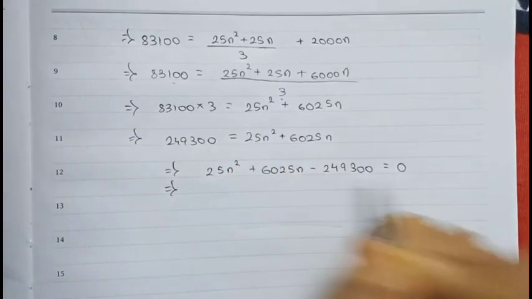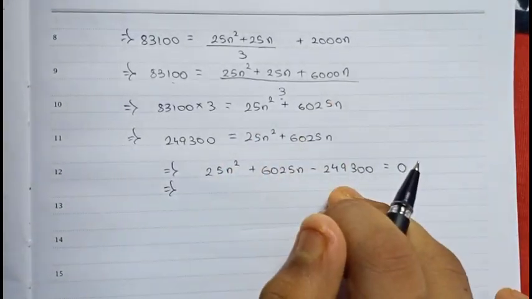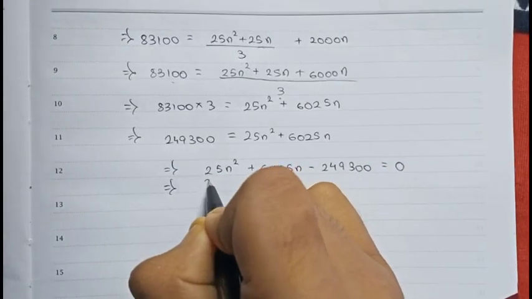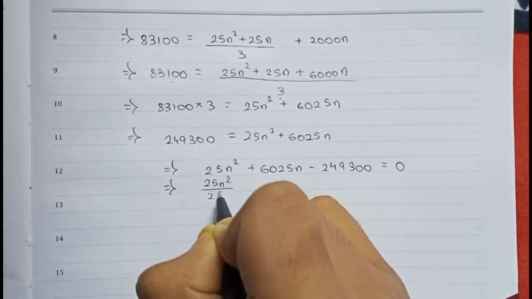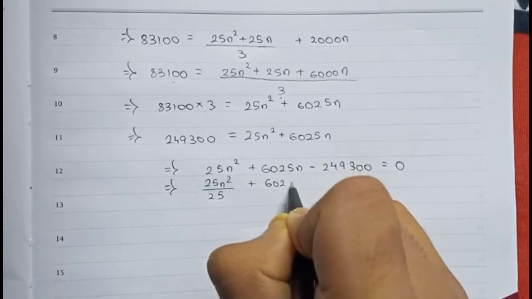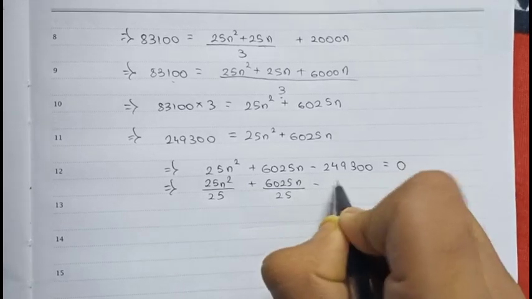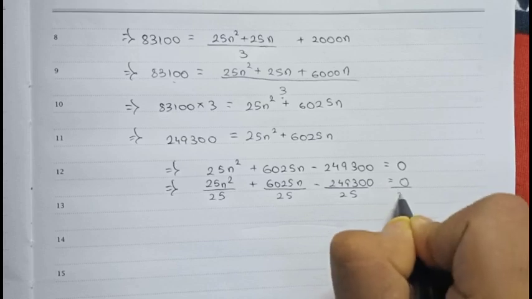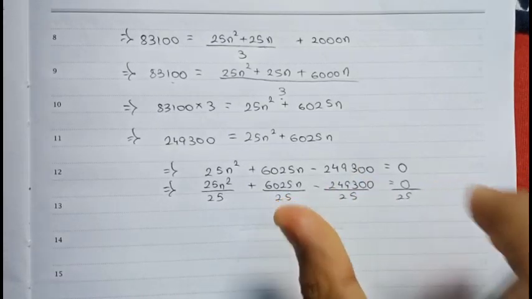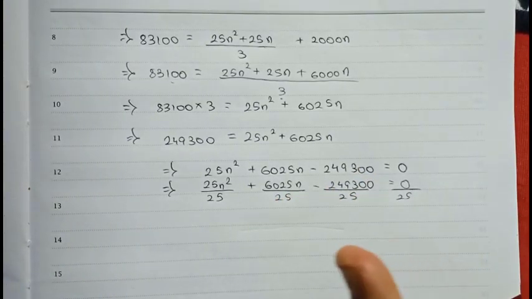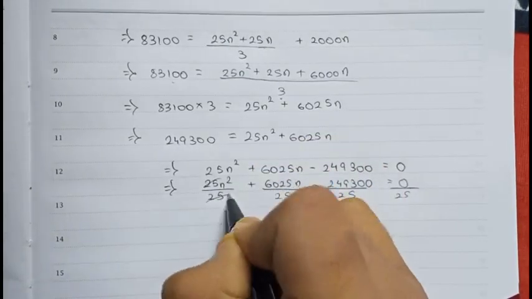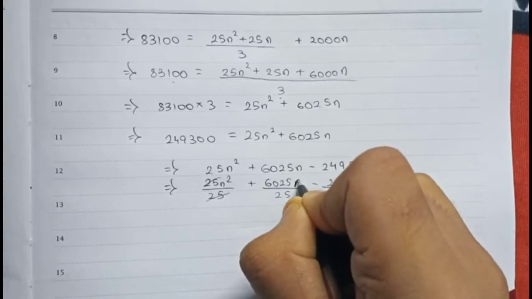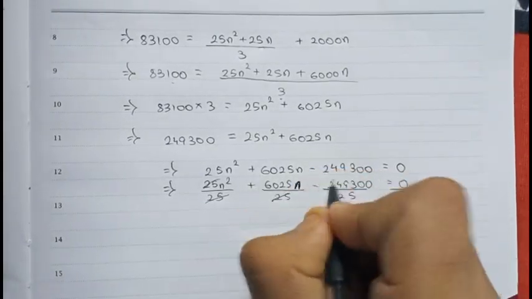Now we will cut every number by 25. We can see every number is easily divisible by 25. So this is only for reference. We don't need to show this, that every number is divisible by 25. So 25 we cut, and here it is n. So 25 and 6025 we will cut.